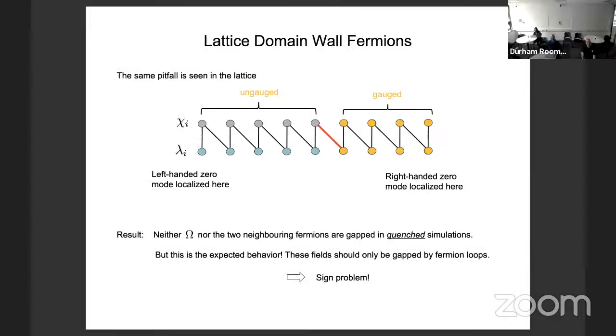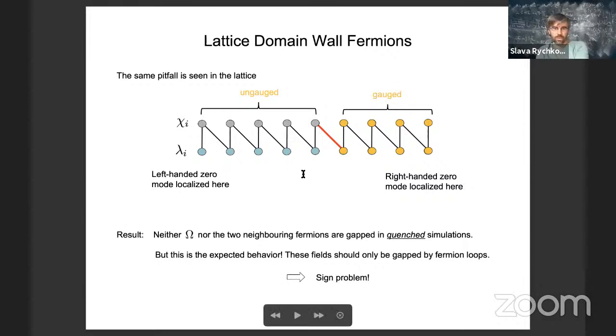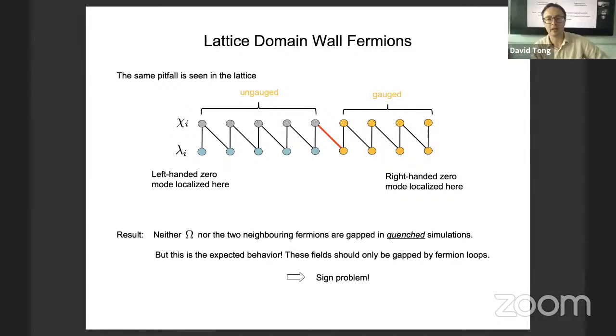Okay. Any questions for David? We actually have plenty of time. So David, could you repeat once again your last point? So you're saying basically that even if you found a way to put chiral gauge theories on the lattice, you wouldn't be able to simulate them anyway because of the sign problem. Is this the point? Yeah, I think that's the point.